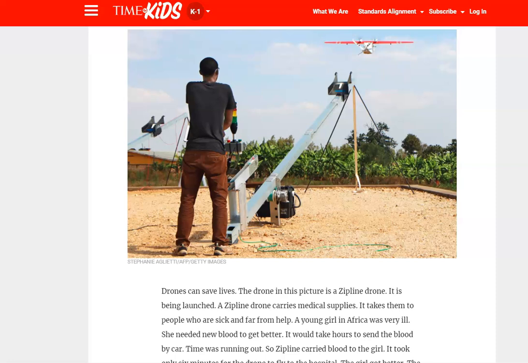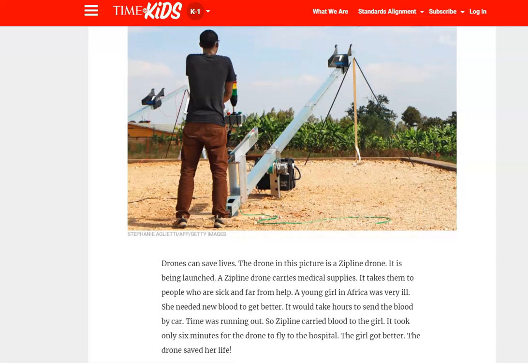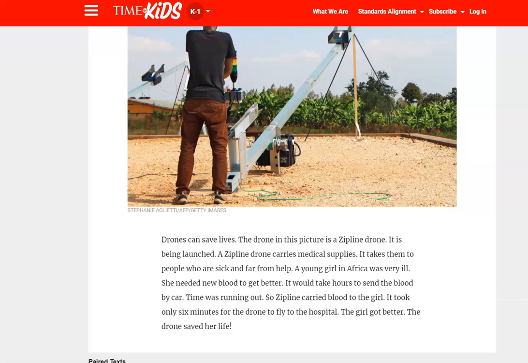Drones can save lives. The drone in this picture is a zip-line drone. It is being launched. A zip-line drone carries medical supplies. It takes them to people who are sick and far from help. A young girl in Africa was very ill. She needed new blood to get better. It would take hours to send the blood by car. Time was running out, so Zipline carried blood to the girl. It took only 6 minutes for the drone to fly to the hospital. The girl got better. The drone saved her life.